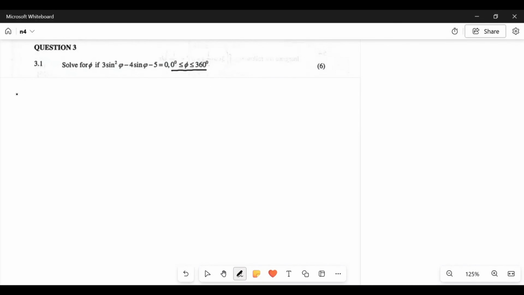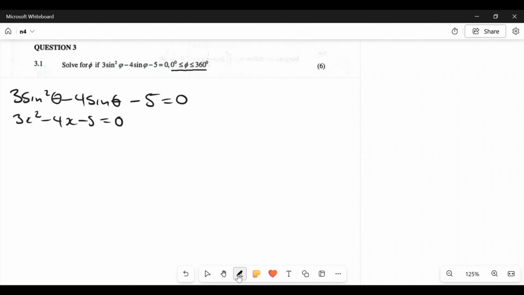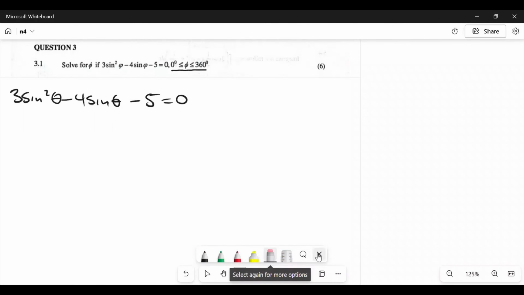Let's rewrite this question. We have 3 sine squared theta minus 4 sine theta minus 5 equal to 0. If you look at this expression, this is actually a trinomial. If this confuses you, you can substitute sine with x. For example, you can write this equation as 3x squared minus 4x minus 5 equal to 0. I'm not going to do the substitution method; I'm just going to continue the way we were given. With the way things are, it's best for us to use the quadratic formula. So let's use the quadratic formula.